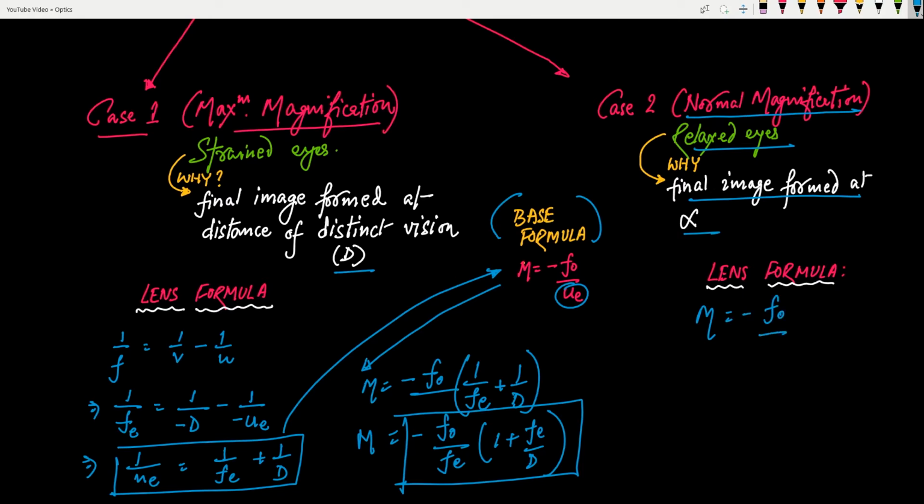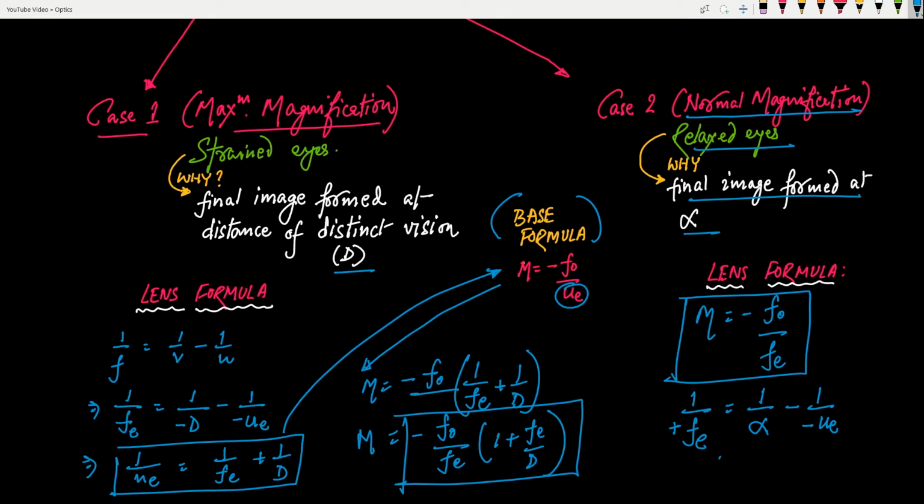So we'll get -FO/FE. Simple as that. How did we get this? Simple, by using the lens formula. If we use the lens formula, then also we'll get the same result. Like 1/F, we know the focal length is that of the eyepiece, which will be positive according to sign convention, is equal to 1/V. Now the final image is formed at infinity, so we'll write V as infinity, minus U will be minus of UE.